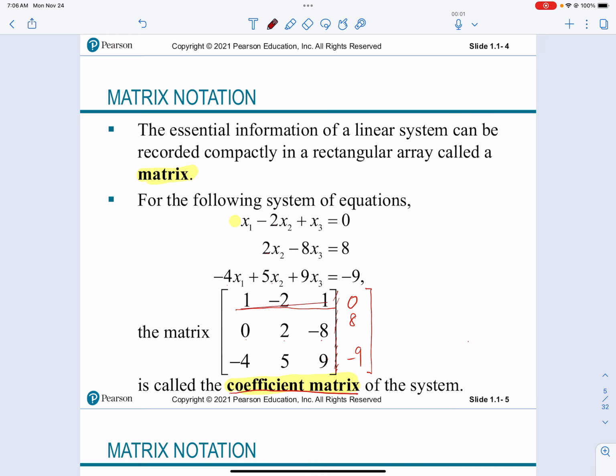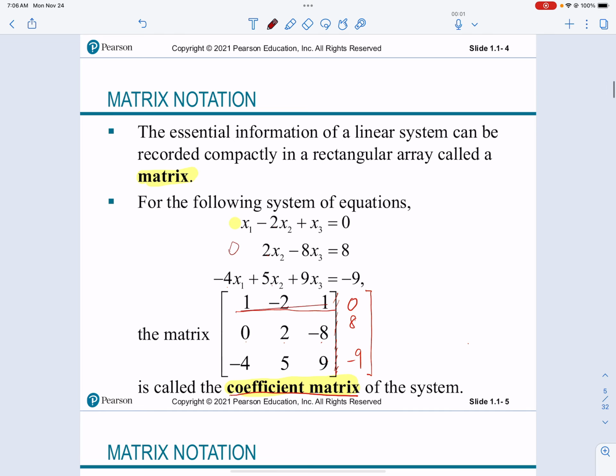And the second row, what is the coefficient of x1? It is 0, yeah? If there is nothing, it's 0. This is why you have 0, -8, -4, 5, 9. So this matrix is called the coefficient matrix. And if we have the extra column 0, 8, -9, if we add this column, what do we call this? We give it another name. It's called the augmented matrix.